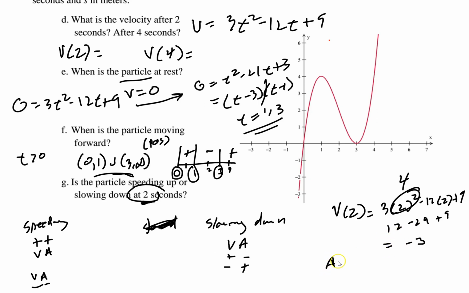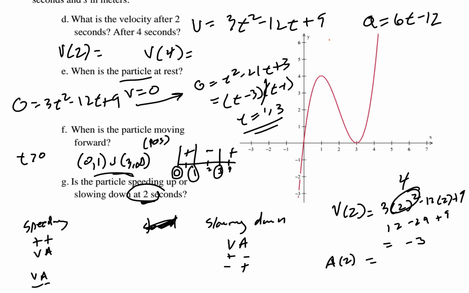Let's see the acceleration at 2 seconds. We haven't found the acceleration formula yet, but let's do it right now. It's the next derivative. There's velocity, and acceleration will be the next one: 6t minus 12. So right here we have 6 times 2 minus 12, which gets us 0. Now what does that mean? Well, first let's talk about what 0 means for acceleration. Just think about driving: if your acceleration is 0, that means you're coasting. You're just at a constant speed.